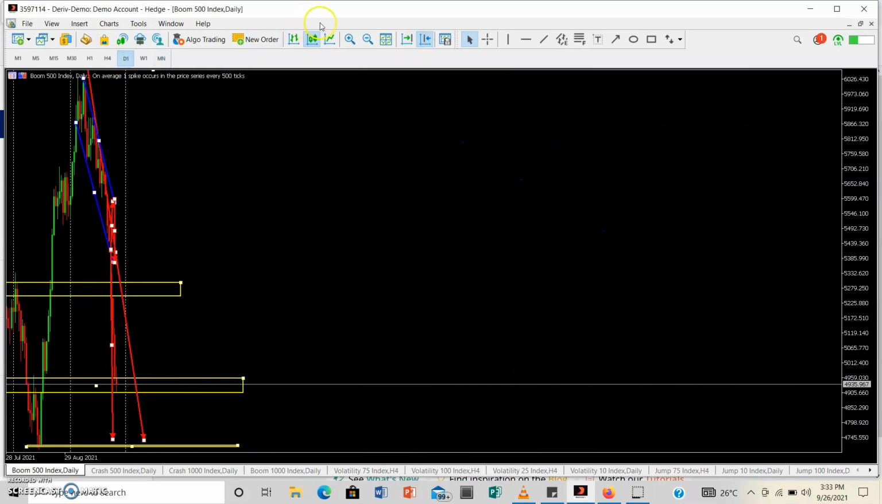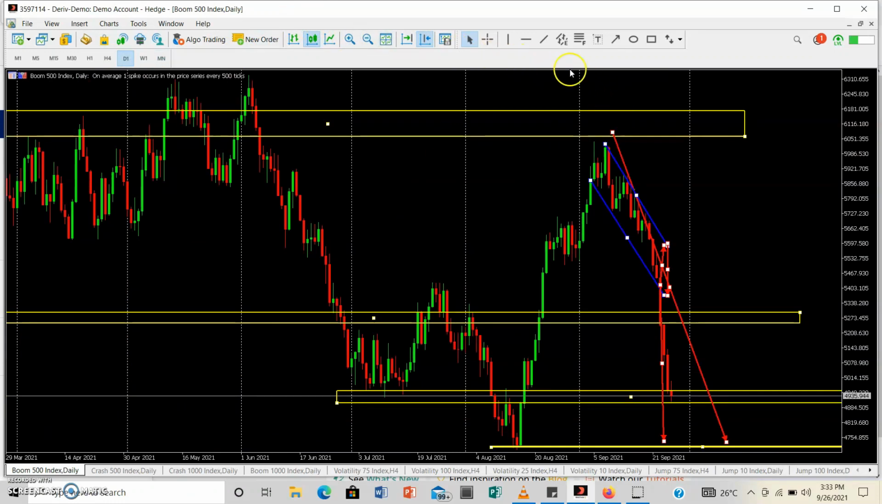So we're going to place our sell trades right at this zone, and our target price is obviously down there, right? This is our target price from what we have analyzed.